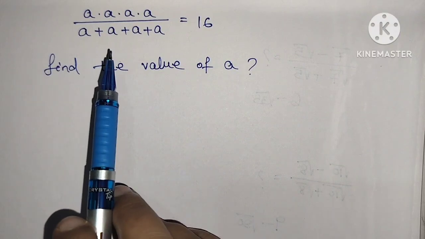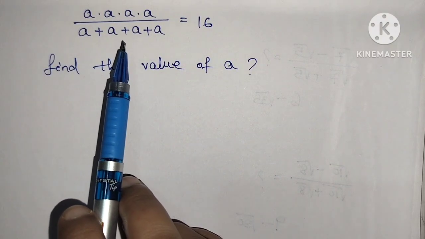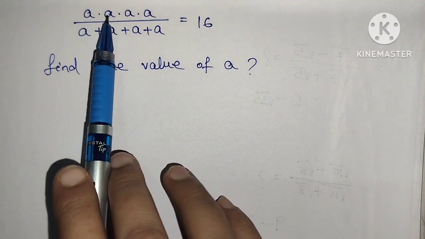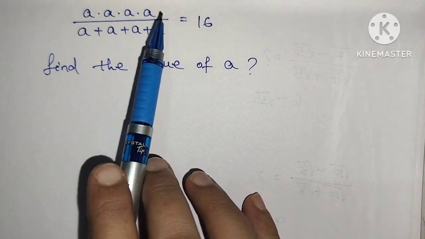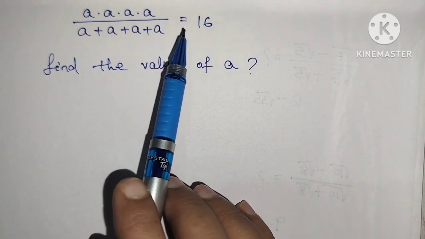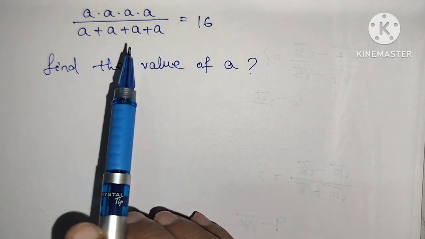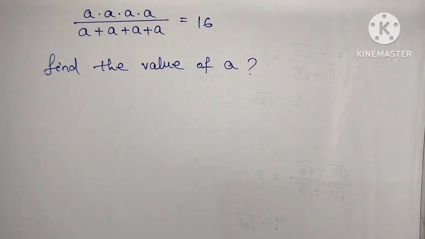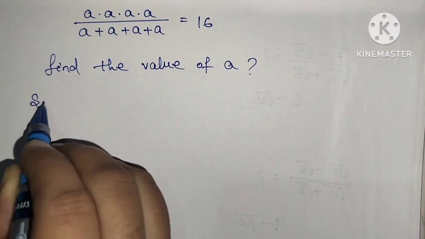Hello everyone, today we solve these type of problems. A into A into A into A divided by A plus A plus A plus A is equal to 16. Then find the value of A. Yes, let's check the solution.